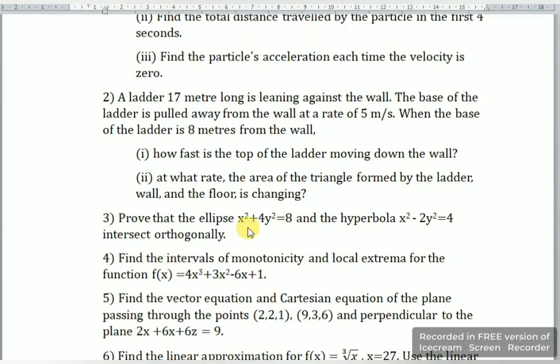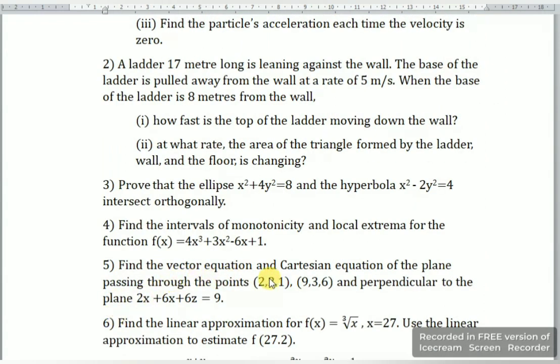Prove that the ellipse x squared plus 4y squared is equal to 8 and the hyperbola x squared minus 2y squared is equal to 4 intersect orthogonally. Next one. Find the intervals of monotonicity and local extrema for the function f of x equal to 4x cubed plus 3x squared minus 6x plus 1.